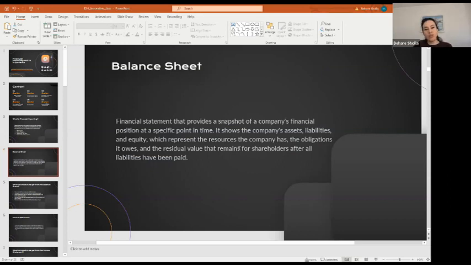The information that we can get from the balance sheet is related to the assets that the company has in its ownership, the obligations that it has towards other parties, and also what is the remaining value of this difference. This is important specifically for shareholders, which means the value that remains for shareholders after the company has paid all its liabilities. Is it clear until now? Do you have any questions?